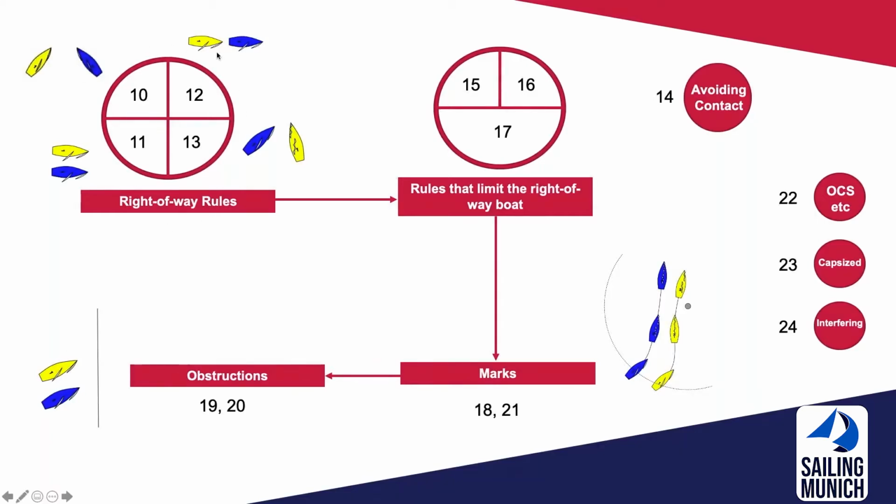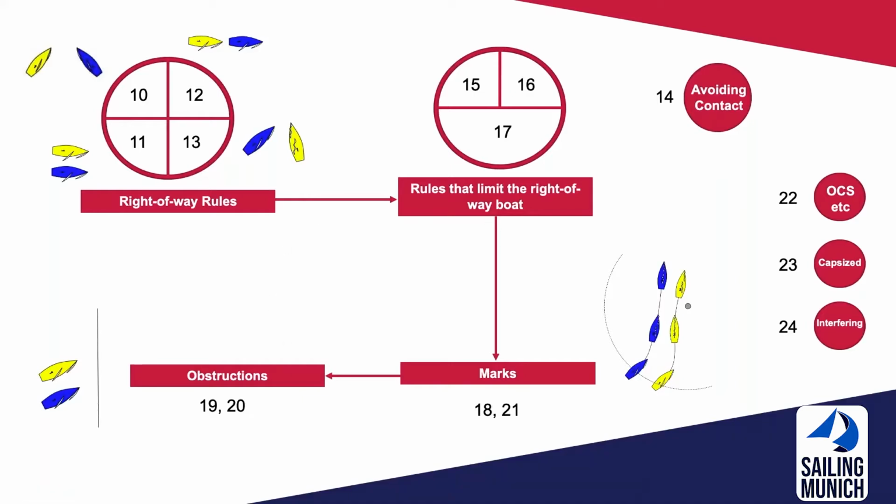So we've got here the main right-of-way rules, as they're called. So there's only 4 of them. There are some rules that limit what the right-of-way boat can do. Again, there's only 3. Then there are some rules that apply when we reach the marks. And then there are some rules that apply when we reach obstructions. So obstructions are things like a shoreline or stuff you can't actually sail through. So that's what an obstruction is.